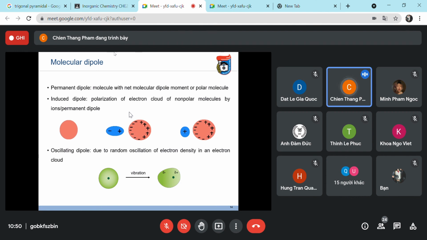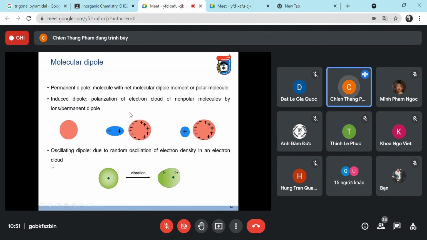Induced dipole. So what do permanent and induced mean? You can see that permanent is considered for polar molecules. For the induced dipole, we consider non-polar molecules. However, because of the effect of another substance or other particles, the non-polar molecules become polarized. In this case, we say that this is an induced dipole.